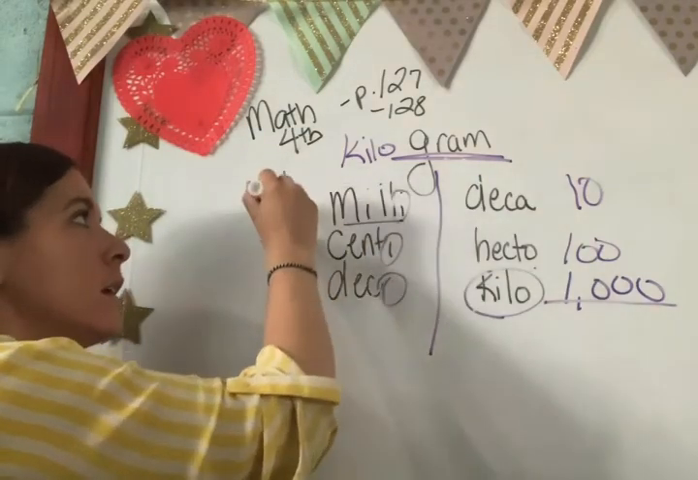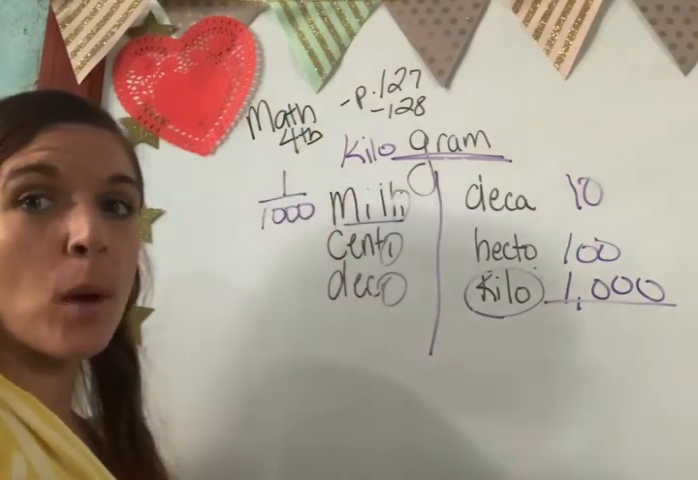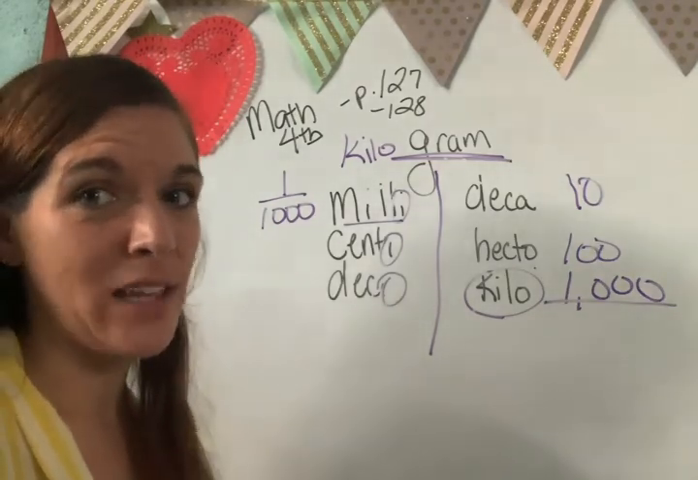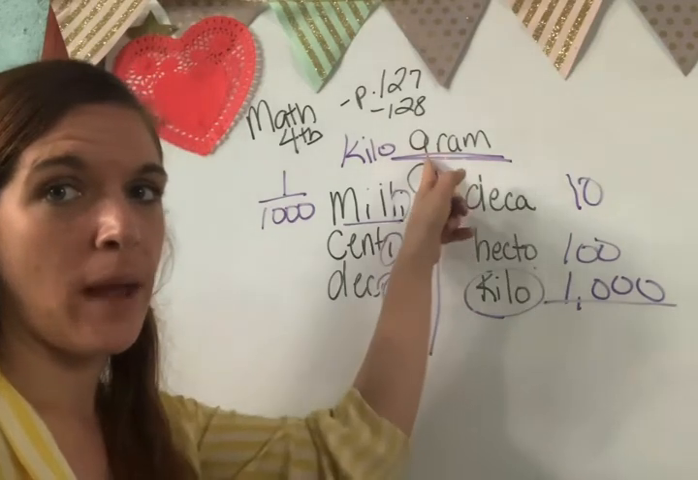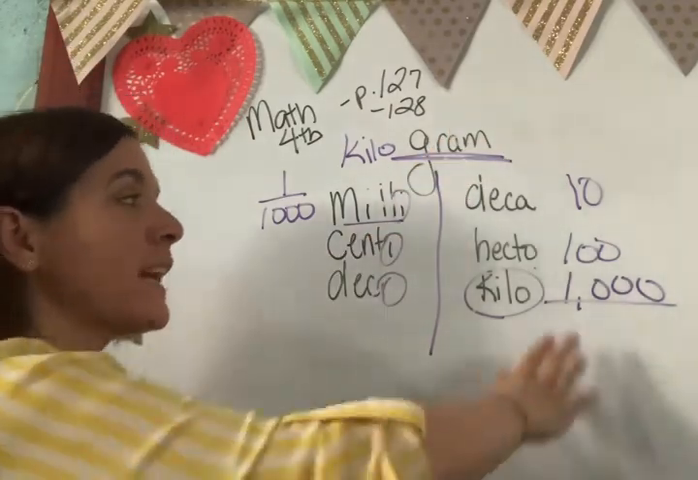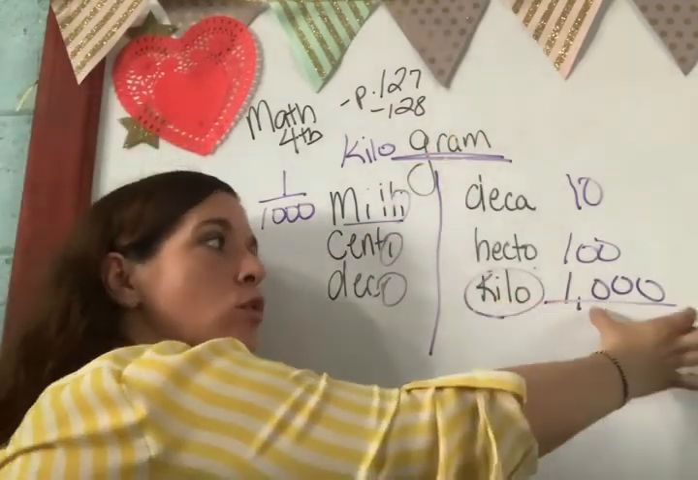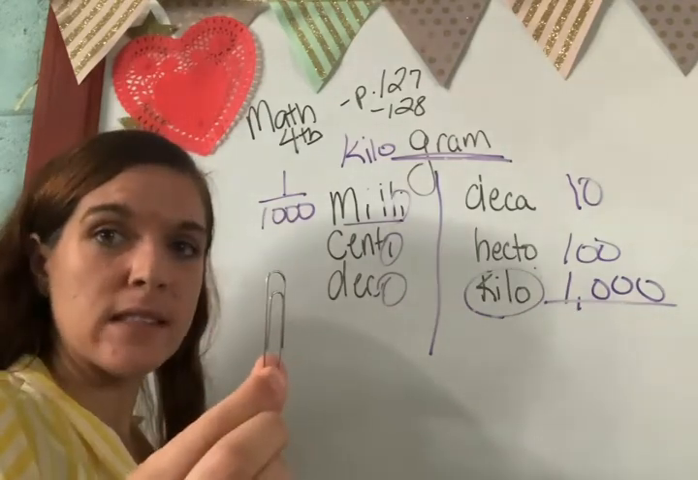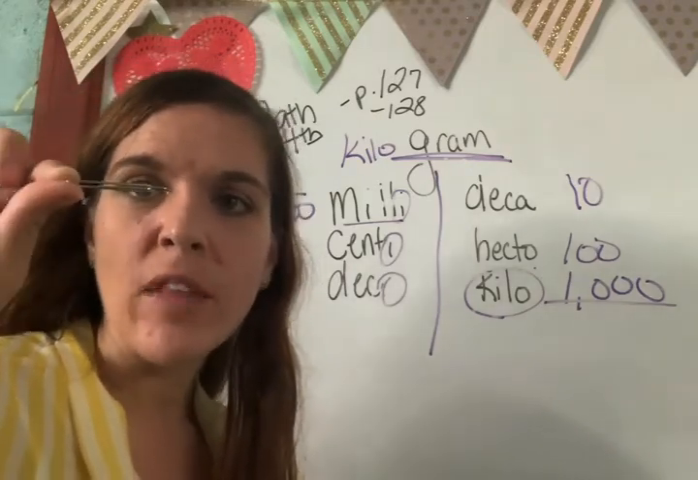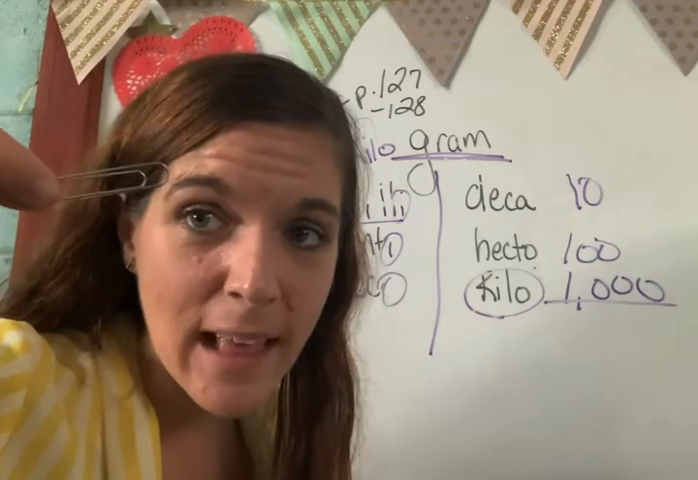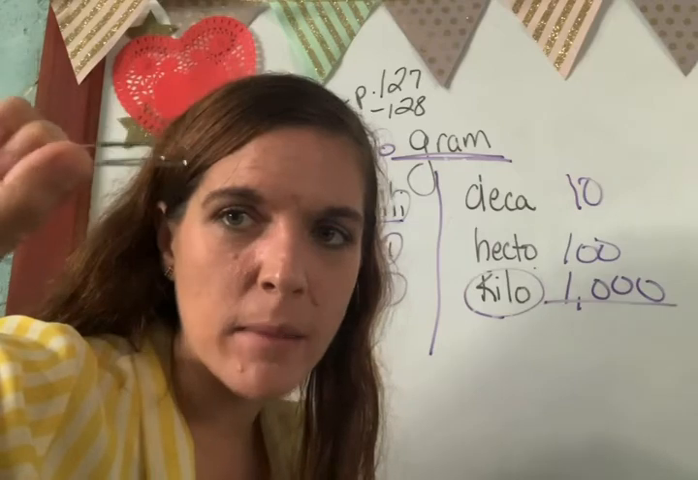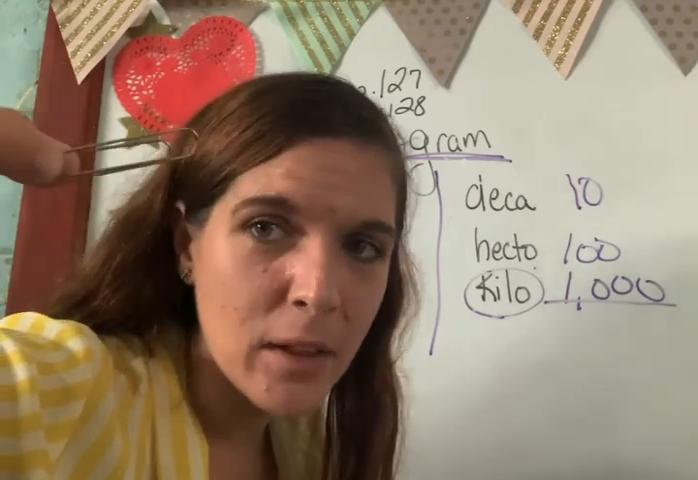Milli is a fraction of 1 over 1,000. Eso significa que necesita 1,000 milligrams to get 1 gram. 1,000 milligrams to get 1 gram. Mire, over here, kilo is 1,000 grams. 1,000 of these. But milligram means that por dentro de esa cosa tan pequeña hay 1,000 milligrams. 1,000 milligrams, okay?